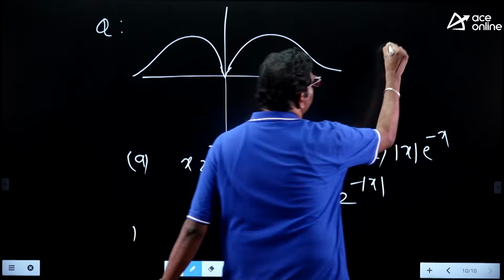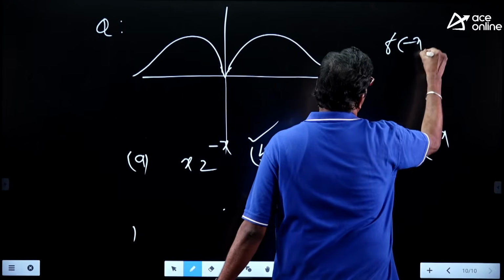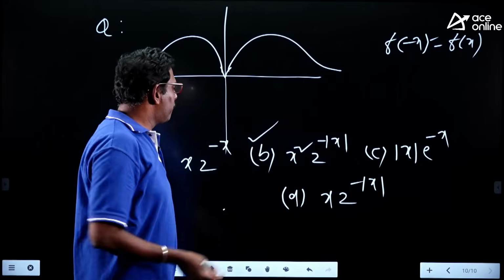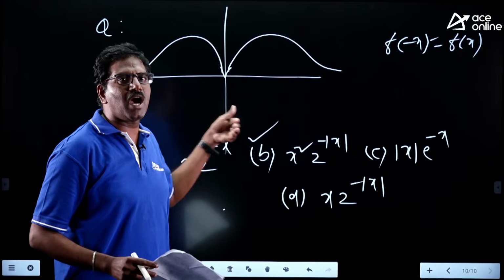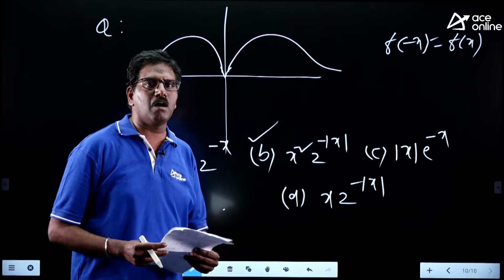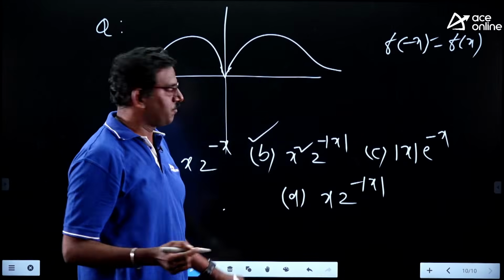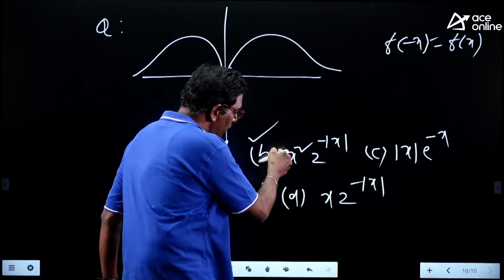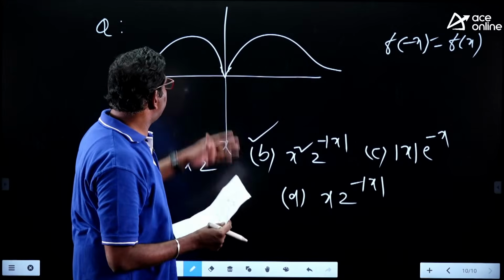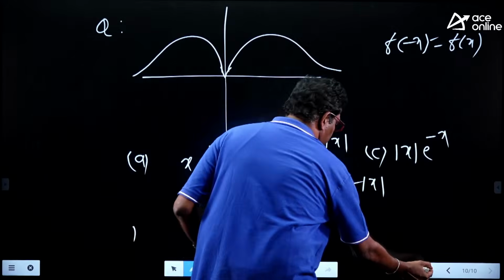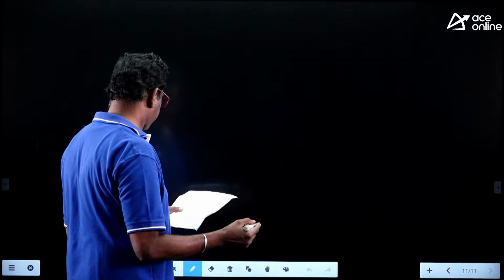What is the definition of an even function? If f of minus x is equal to f of x, that is an even function. Among the 4 options, only option B is an even function, remaining all are not. So it is very clear that in option B, the function represents the given graph. So which option is right? Option B is correct. Now coming to the next question.